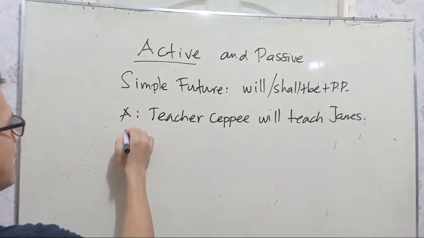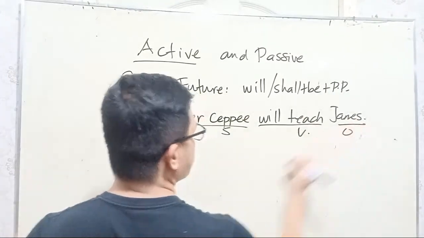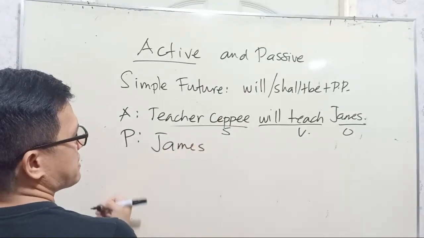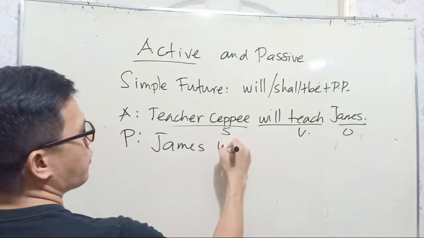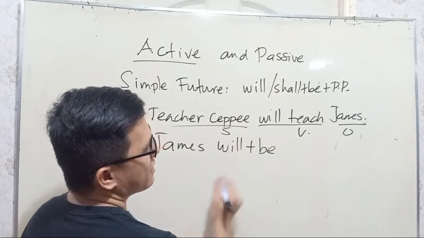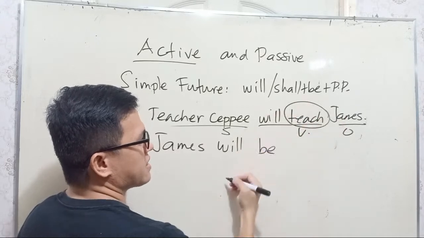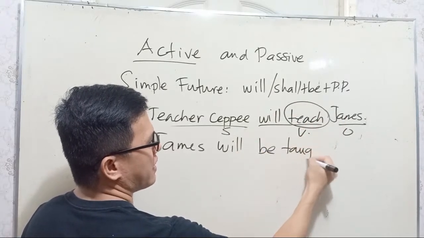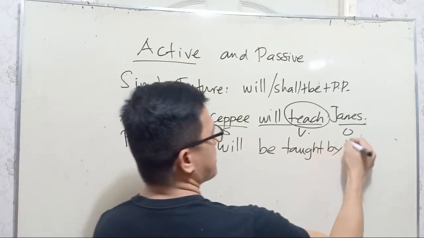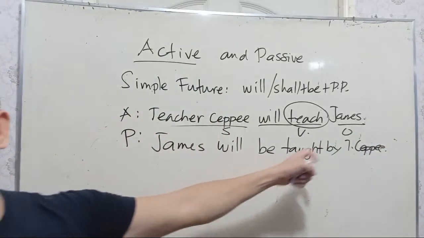Now, our passive would be, of course, this is our subject, this is our verb, and this is our object. So, in the passive, the object becomes the subject, James, and then will. Will plus be, always. Will be, and then the past participle of teach, so that is taught. Will be taught by Teacher Seppi. That's how we do it. James will be taught by Teacher Seppi.